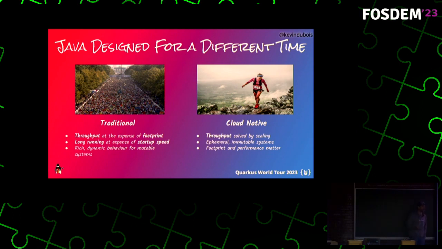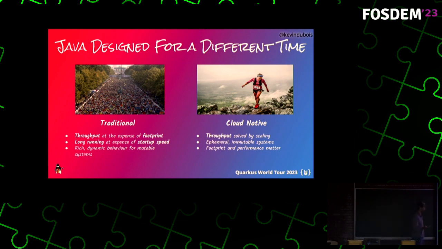And what's important in traditional Java is throughput at the expense of footprint. So the footprint can be quite large, right? You typically have traditional Java applications running on pretty beefy servers. And they're designed to be long running, and you have dynamic loading and all that stuff with mutable systems.